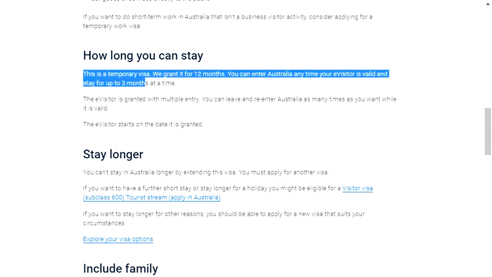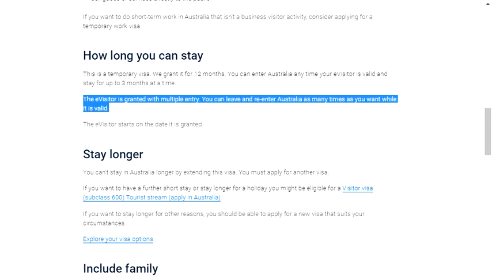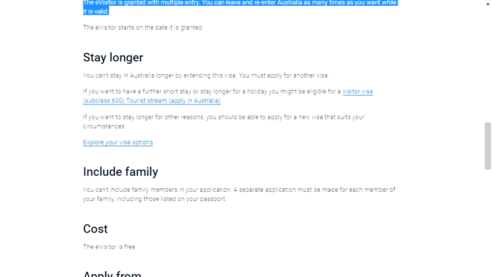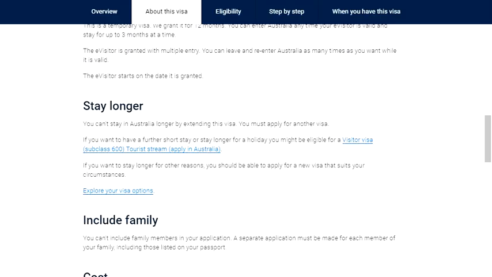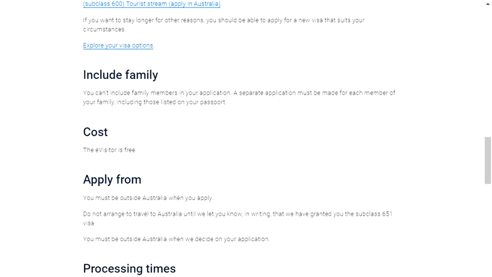How long can you stay? This is a temporary visa, we grant it for 12 months. You can enter Australia anytime your eVisitor is valid and stay up to 3 months at a time. The eVisitor is granted with multiple entry. You can leave and re-enter Australia as many times as you want while it is valid. Yeah, of course, you can't stay longer by extending this visa, you need to apply for another visa. So there are other visa options also, like a tourist visa. If you are already in Australia, you can apply for it and stay there. You can always explore your options.